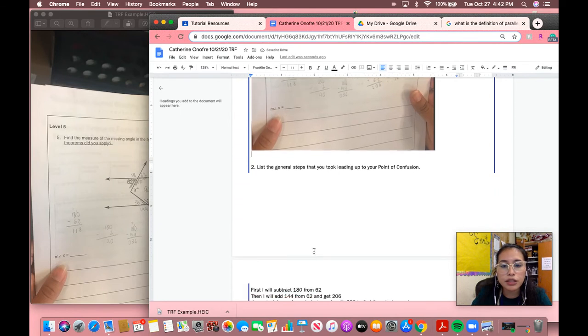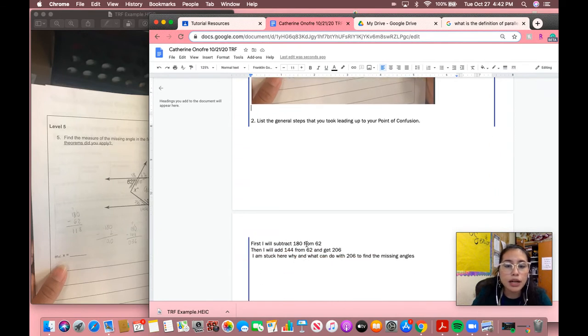So looking at the picture and looking at my steps, first I will subtract 180 from 62. That's the first thing I did. And then I got 118. Then I will add 144 to, this should say 2, 62 and get 206.